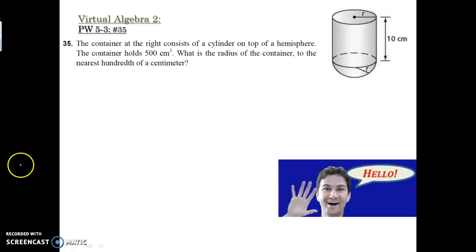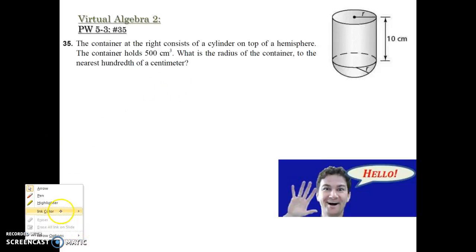I was sitting around with some friends of mine and we were talking about how to find the volume of a cylinder with a hemisphere stuck to the bottom. And no, that didn't happen, but we're going to talk about that right now.